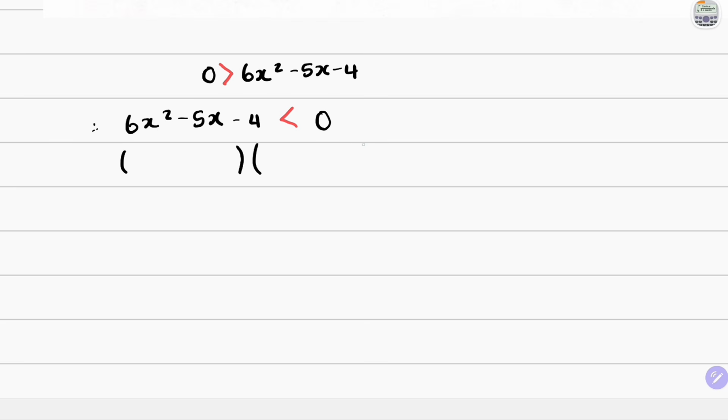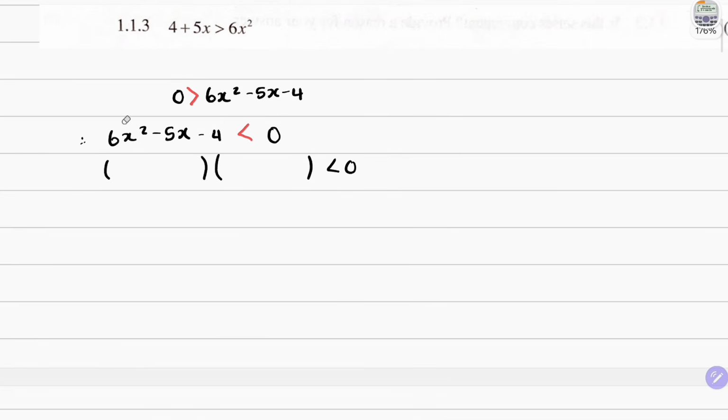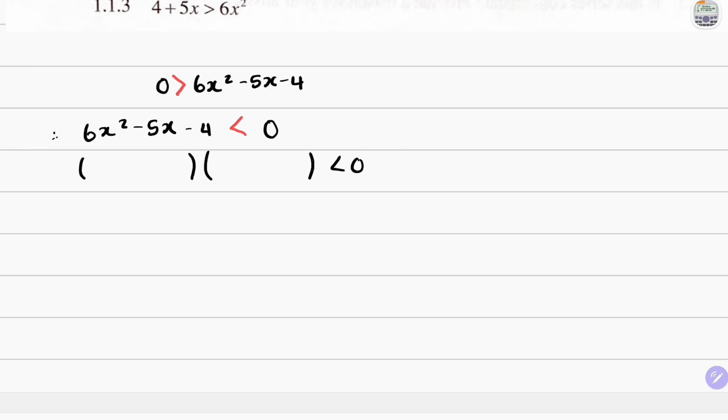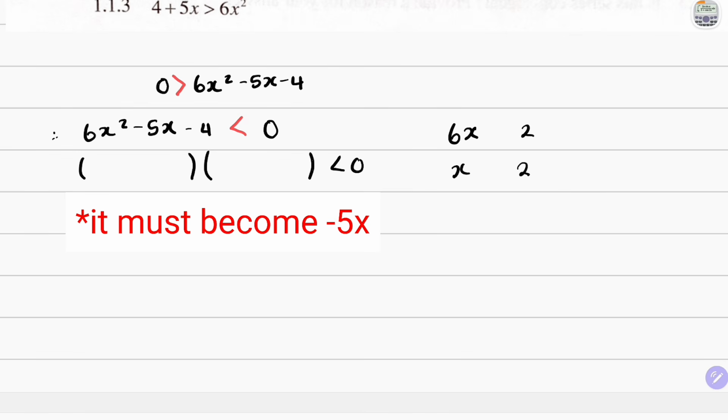So open up two brackets because it's quadratic, and we will say we need the factors of 6x squared. You can choose to use any method that works best with you. So I'm going to use a method called the cross method. So with this method, I'm going to take the factors of the first term. So we could look at 6x and x, and then the factors of the second term, which could be 4 and 1 or 2 and 2. But it has to be put in a way that it gives us negative 5x in the middle.